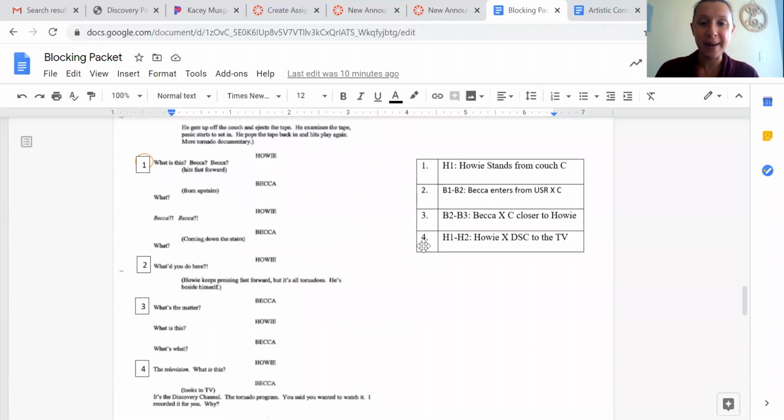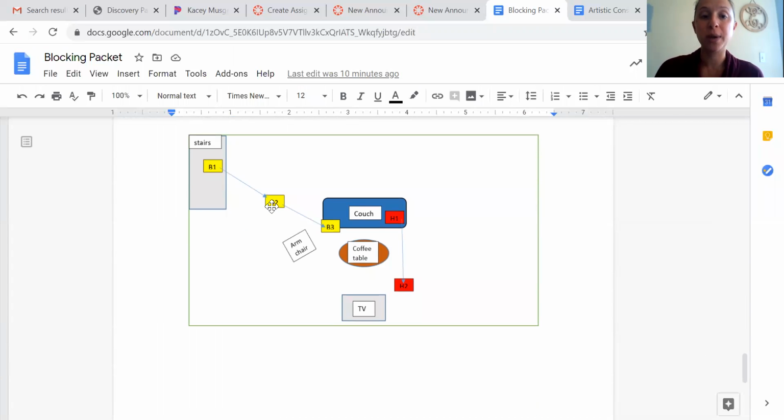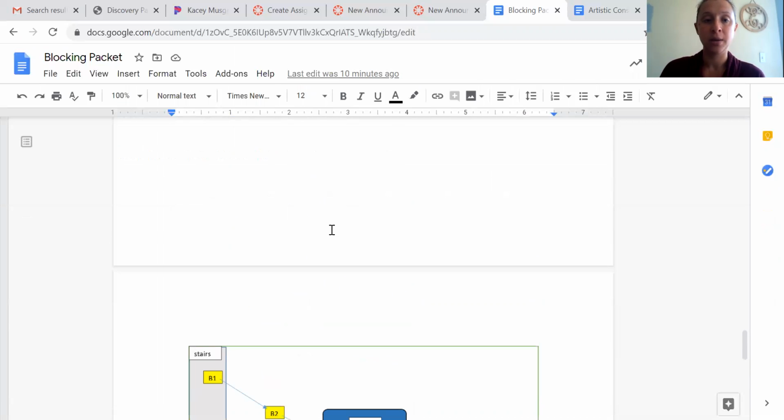Now, number 3, Howie's still panicking, and Becca goes, what's the matter? Becca's gonna cross center stage closer to Howie. If I scroll back down, I know I'm making everybody dizzy. She goes from here to here. If you think about it, this is more like a stage right, but she's crossing center to Howie to talk to him and say, what the heck is going on?